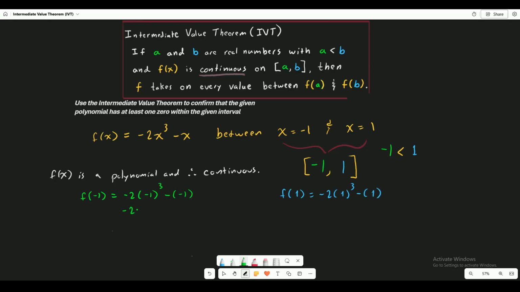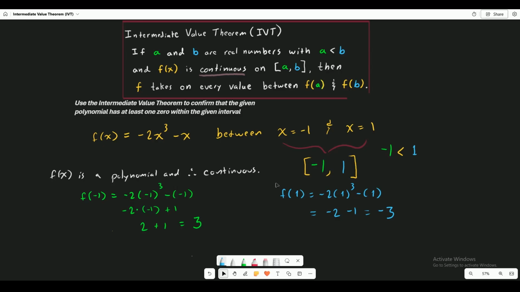Negative 2 times negative 1 to the power of 3 is equal to negative 1. And minus a minus is a plus. Negative 2 times negative 1 is equal to 2 plus 1. So f of negative 1 is 3. I'll check it graphically, so I don't want to do it on my calculator. But I'm confident in my numbers. Alright, 1 to the power of 3 is just 1. And negative 2 times 1 is just negative 2. Minus 1 is negative 3.